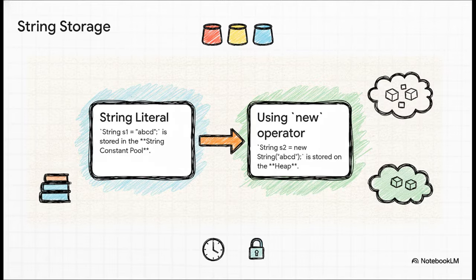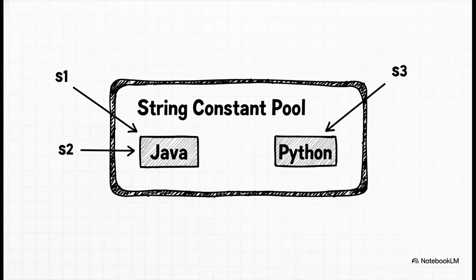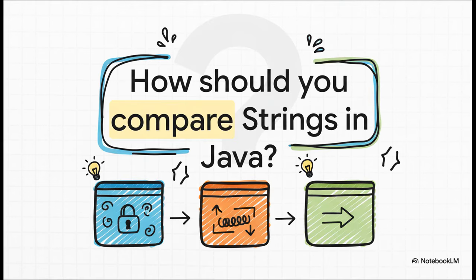And this is where Java gets really clever. The whole point of the string constant pool is to save memory. So if you create a string with the value Java, and then later on you try to create another one with the exact same value, Java is smart about it. It doesn't waste space creating a new object. Instead, it just points your new variable to the Java that's already sitting in the pool. Pretty slick, right? Okay, brace yourself for this one. This is probably the most common exam question about strings, period.